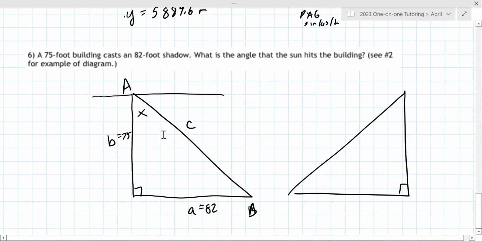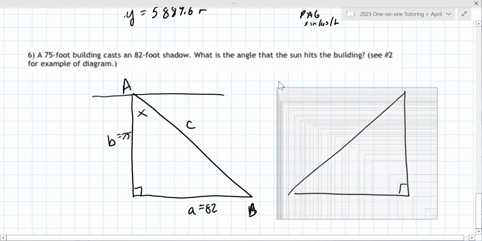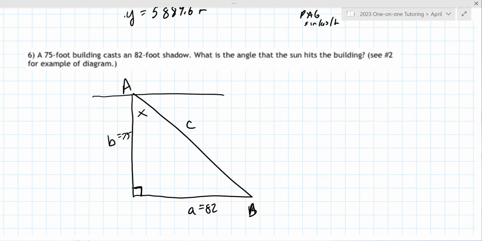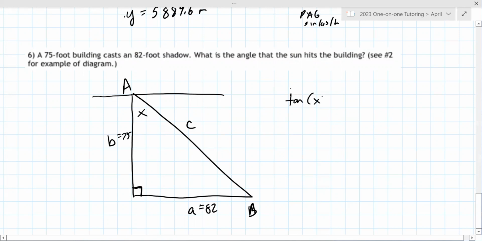Okay, so would I use the law of cosines to find the other side? Not needed, because I'm just looking for the angle. So I would just use tangent. Yes. So the tangent of angle A is 82/75, and then you take the arctangent.